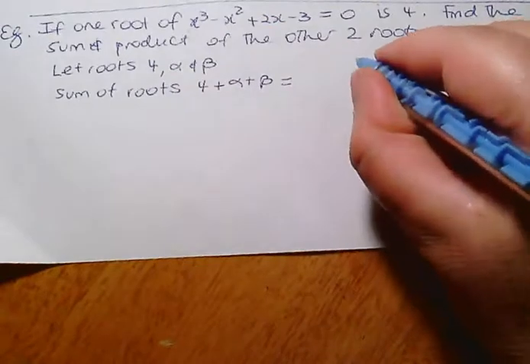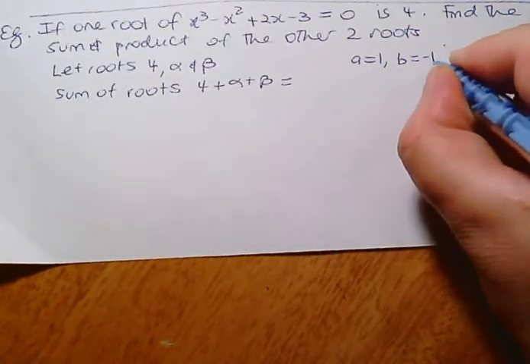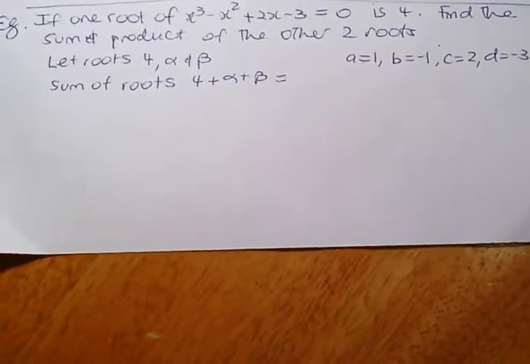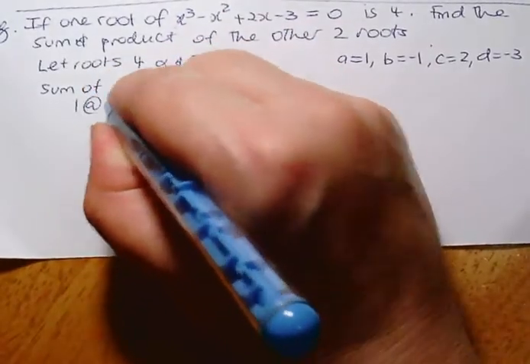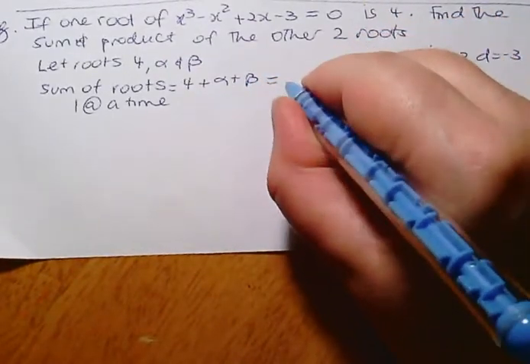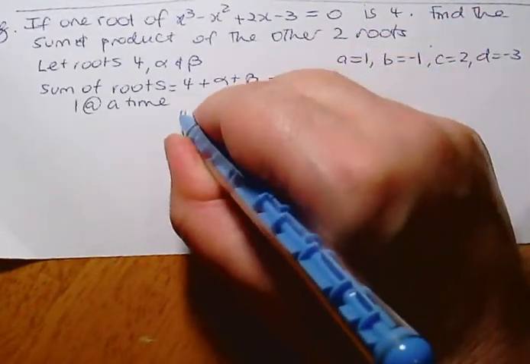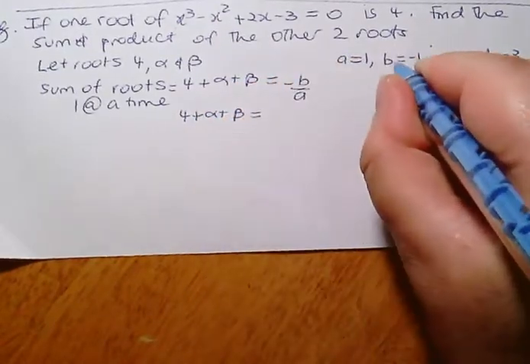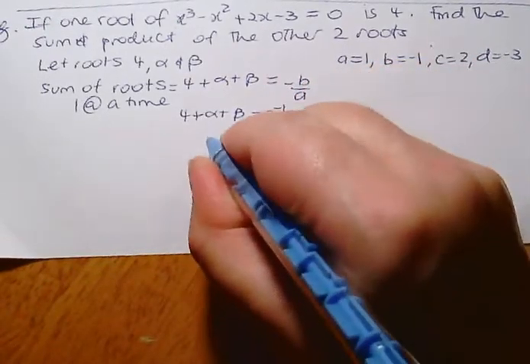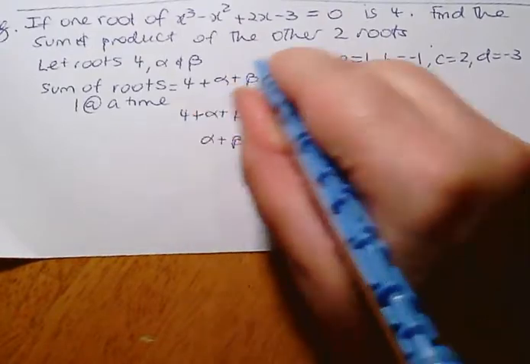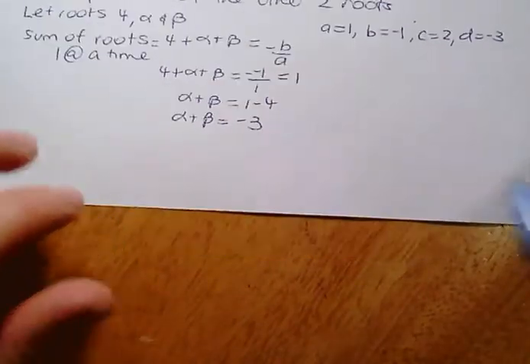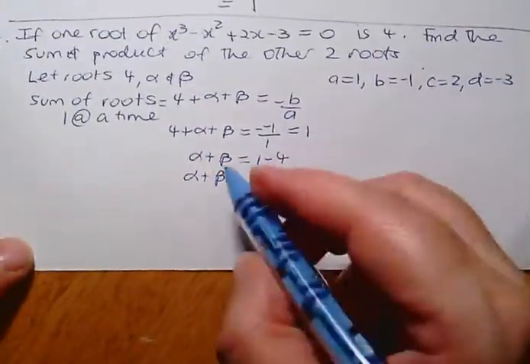Now looking at our equation, we've got that a is 1, b is negative 1, c is 2, and d is negative 3. So sum of roots 1 at a time, which is 4 plus alpha plus beta, that's negative b on a. So I've got 4 plus alpha plus beta, and negative b on a is negative negative 1 on 1, which is 1. So therefore alpha plus beta is 1 take away 4. Alpha plus beta is negative 3. So that's the first part of the question. The sum of the other two roots is negative 3.